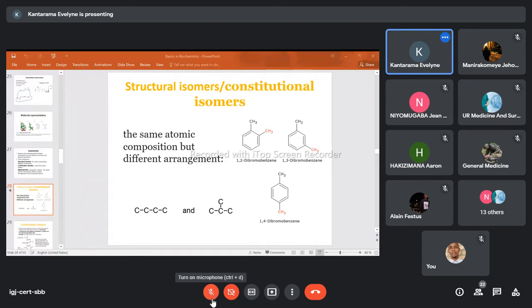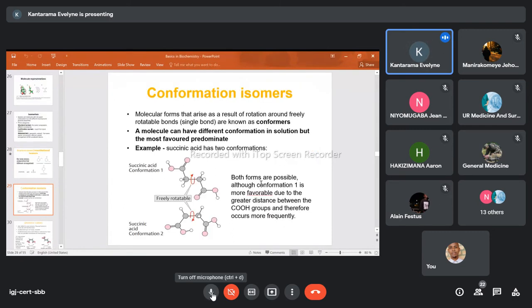Now we have conformational isomers, molecular forms that arise as a result of rotation around a freely rotatable bond, known as conformers. Now you can see the slide. Okay. For each and every slide, I will do the same. You can see it now.